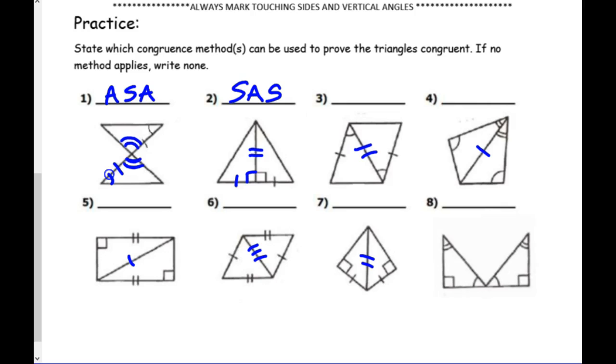Well, real quick, 3 and 4. What is this? Side, angle, side. And then number 4 is angle, angle, side. All right. We'll pick up on that tomorrow.